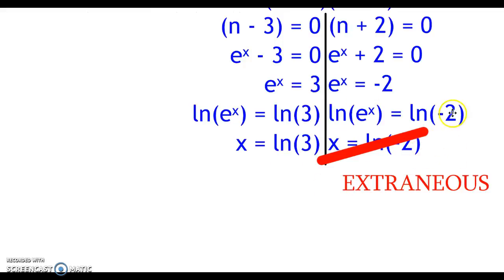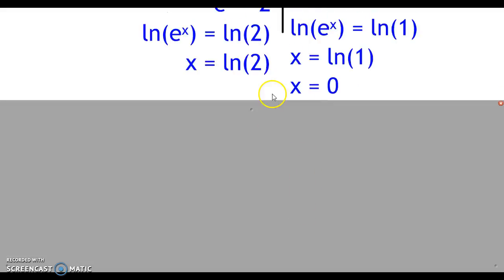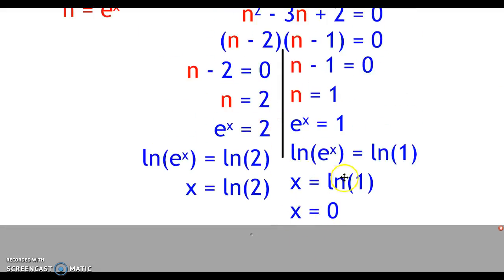It was extraneous because we were not able to take the natural log of a negative number. However, in this problem, it's perfectly legitimate for us to take the natural log of 1 and the natural log of 2. It's okay as long as the number is not 0 or below. Let's take a look at the next problem.